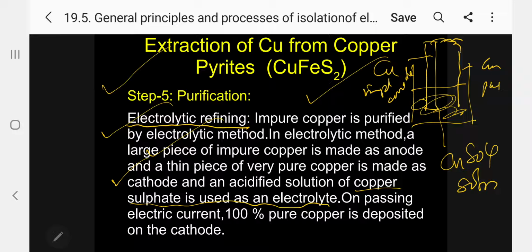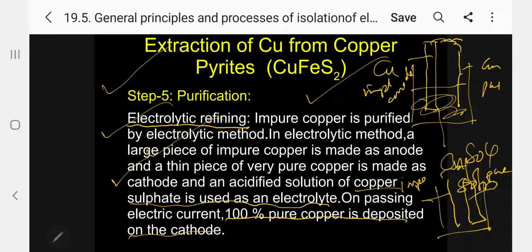On passing electric current from outside, what is happening now? 100% pure copper is deposited on the cathode. So this is the pure copper. So after some time, what will happen? You can see that this impure rod becomes like a wire, whereas the pure wire is becoming a rod. Kindly follow. This is pure, this is impure.